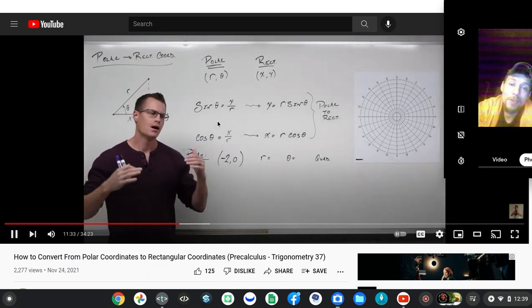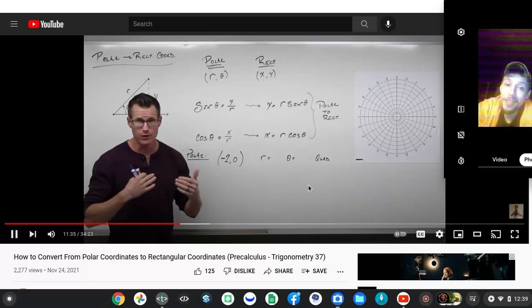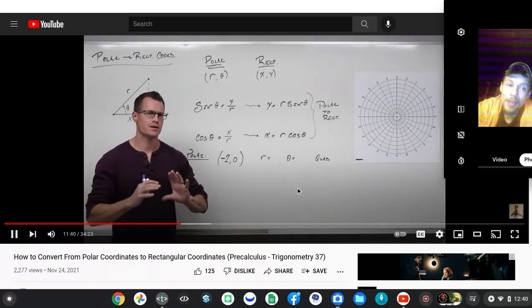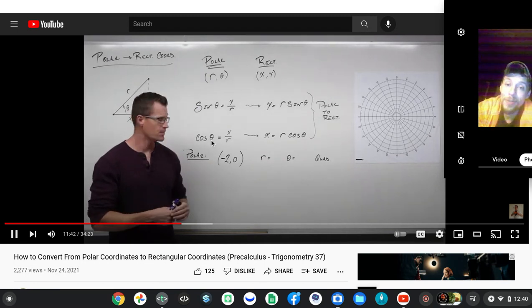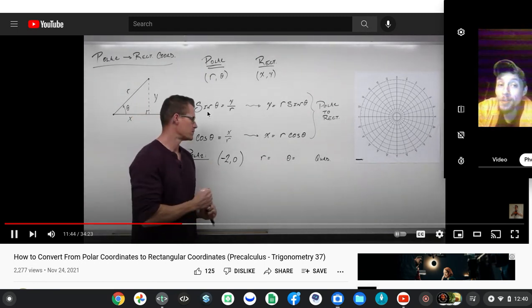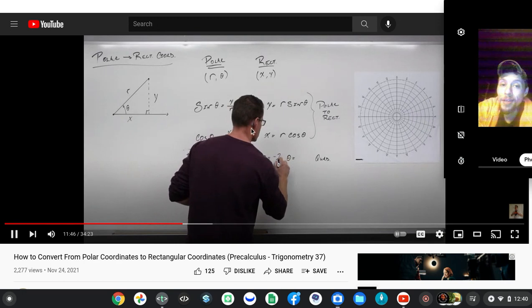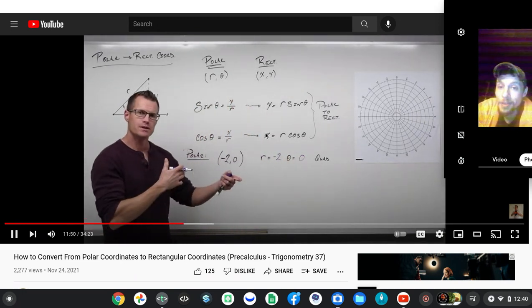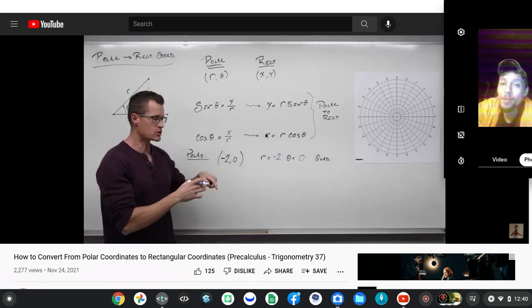Using the equations, the very first step, if we know we're in polar coordinates, is to write down the r and the theta. R is always first in this ordered pair. So R is -2, and our theta will be 0. After doing that, we're going to look at the quadrant. So -2, 0 in polar coordinates means your angle is 0.